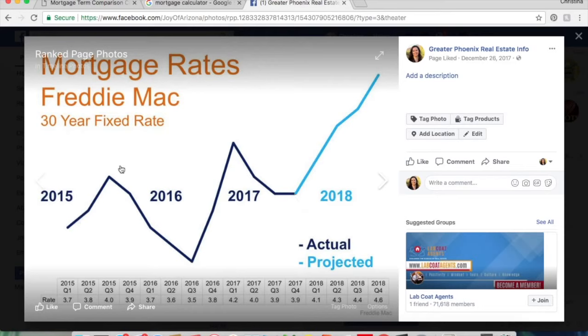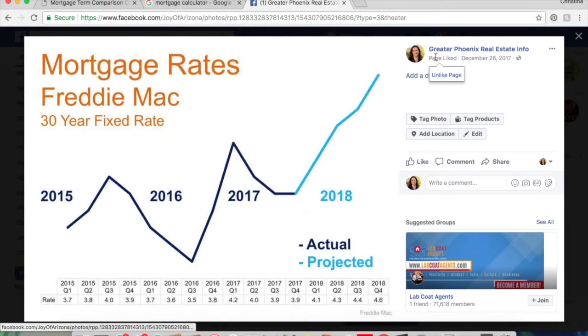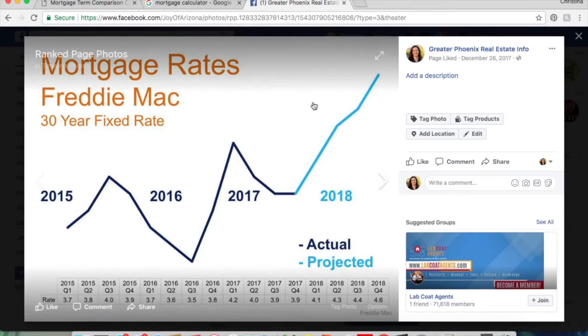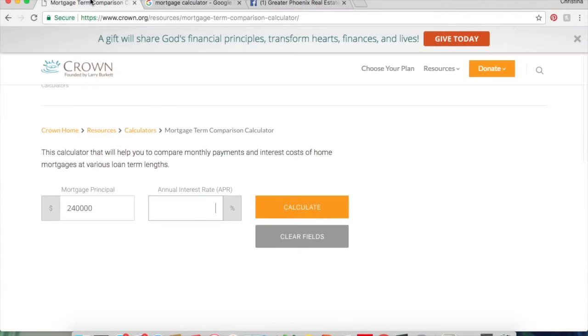I happen to have a photo on my Facebook page, which you can find at facebook.com/joyofarizona.com. On it, you can see the projected 2018 Q1 is 4.1. So we'll use 4.1 in the example. For myself, when I have used these calculators, I've always sort of used the worst case scenario.